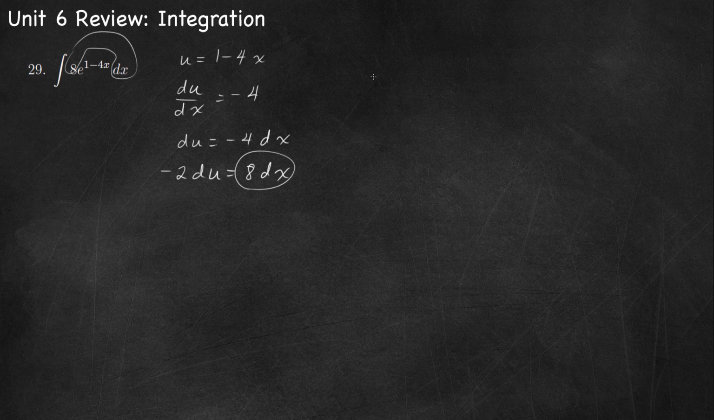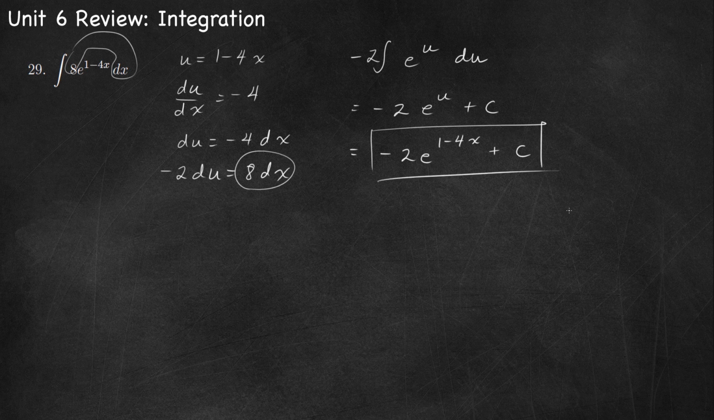So our integral becomes, the 8 dx gets replaced with negative 2 du. And e to the 1 minus 4x is just e to the u. So when we integrate that, we get negative 2 e to the u plus c equals negative 2 e to the 1 minus 4x plus c. Wow, that was a lot easier than the last one.